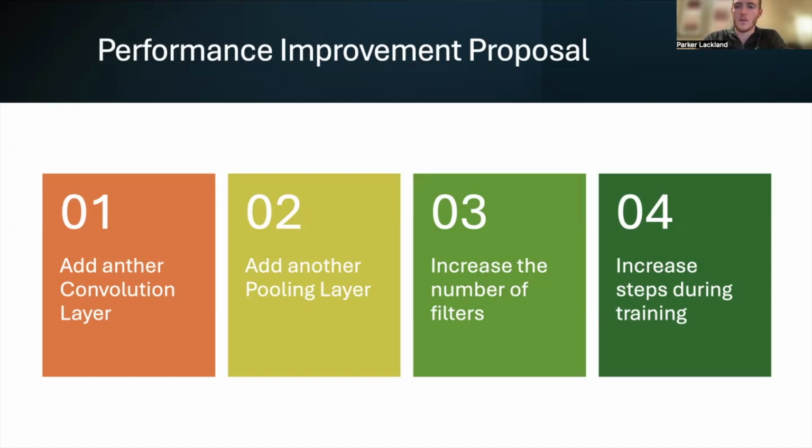So the proposal for my model's improvement would be to add another convolutional layer, so three convolutional layers in total, add another pooling layer, again, three pooling layers in total, and then increase the number of filters from 5 by 5 to 7 by 7 filters, and increase the number of steps from 5,000 steps to 7,000 steps during training.